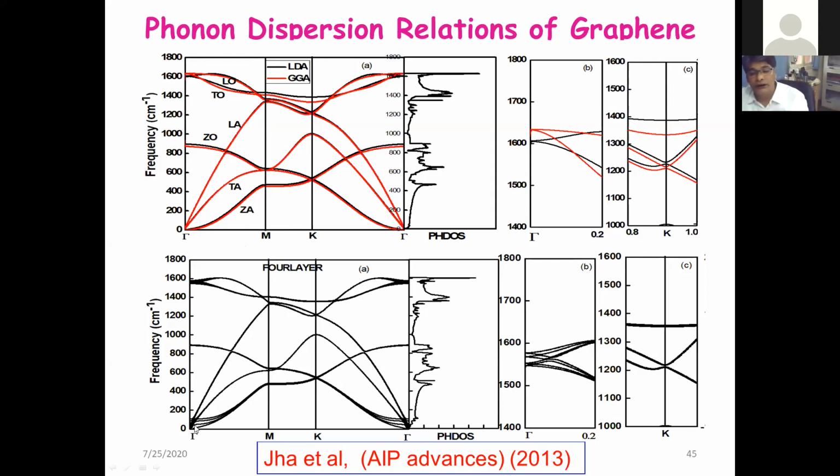If you have the 4 layer, that means this is the out of plane acoustic mode. The out of plane acoustic mode splits, right, in the bottom. And if you go for a large number of layers approaching towards graphite, then you will find that this frequency approaches somewhere around 90 or 100 or so. That means from here also you can approach that.